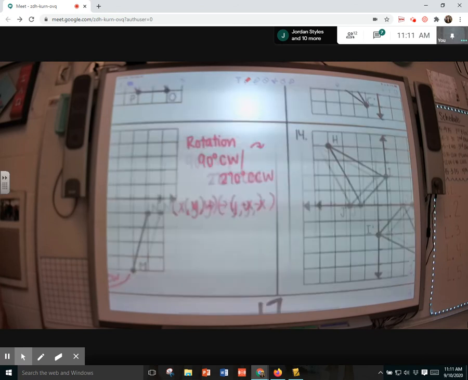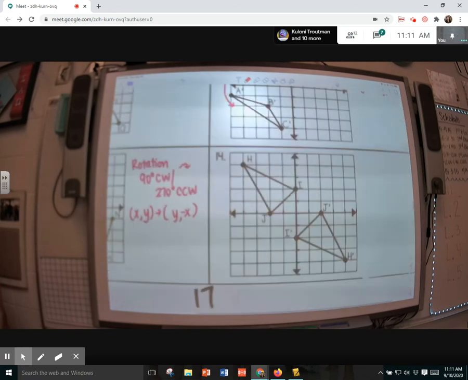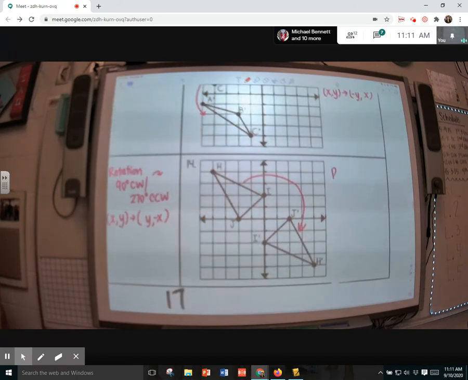Okay, then this one is a rotation of 180. And for that rule, all you do is change their signs. So (-x, -y).